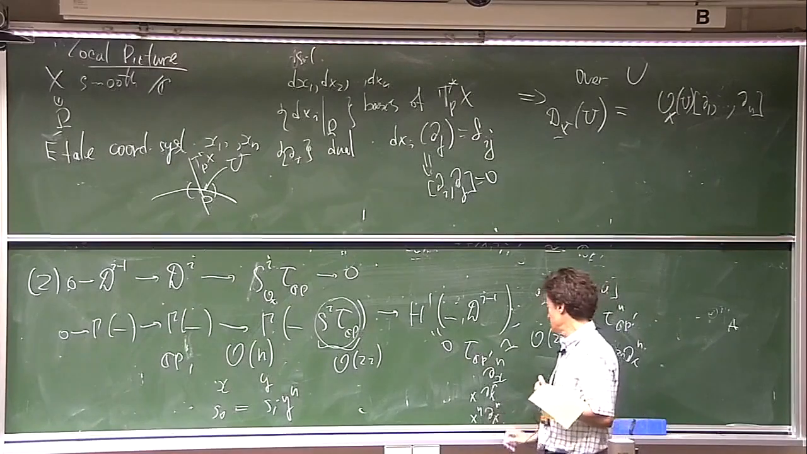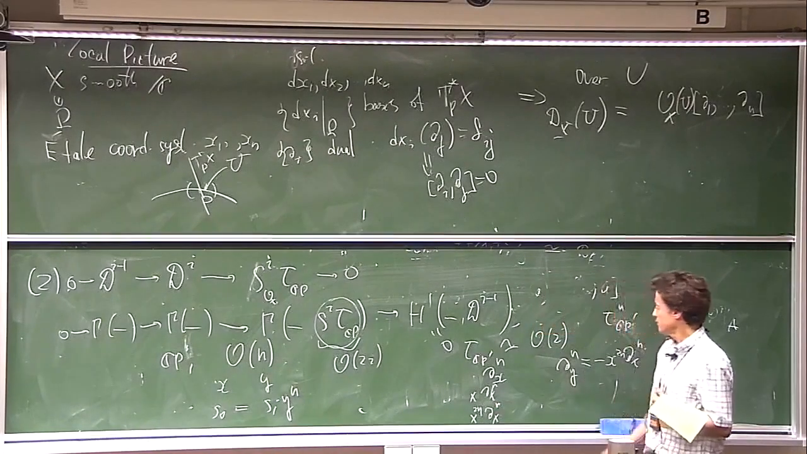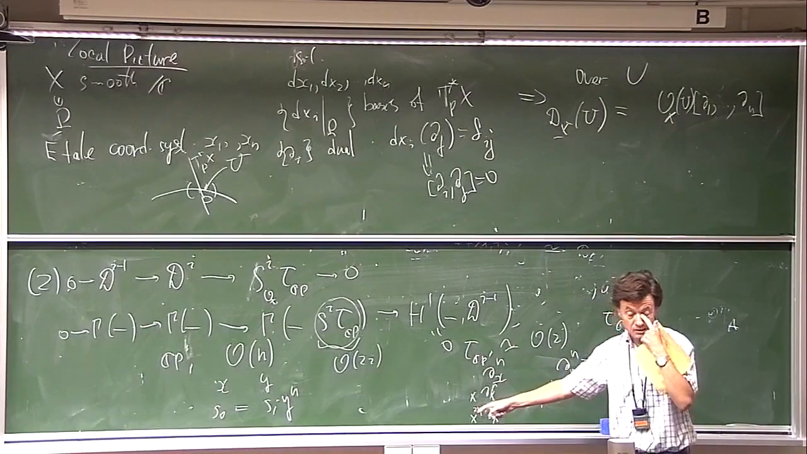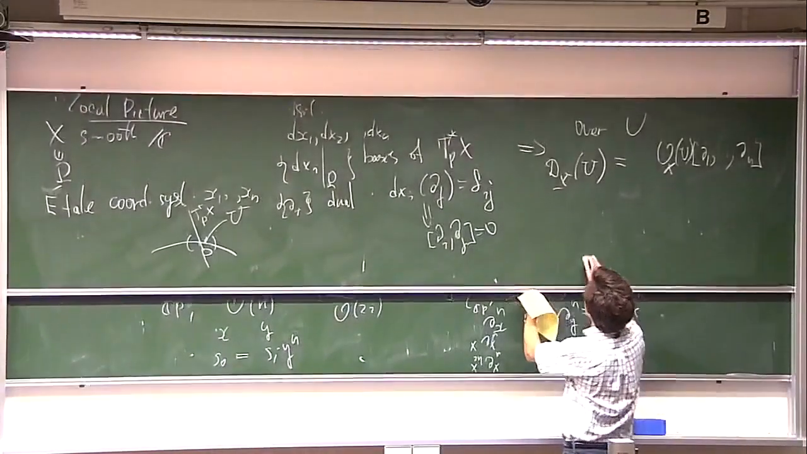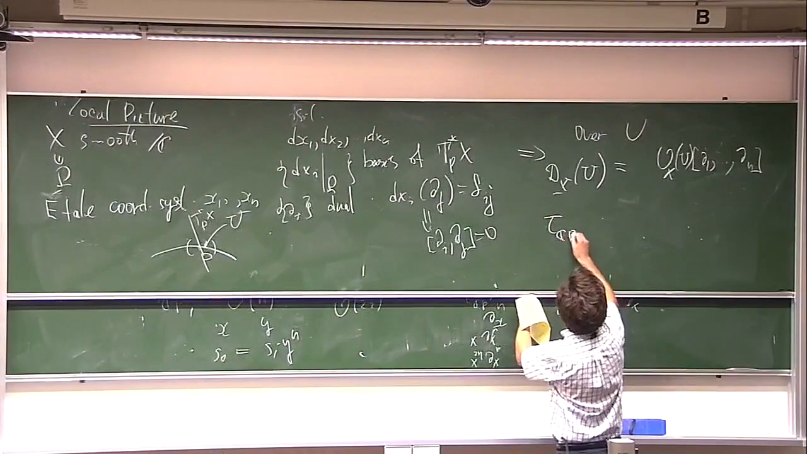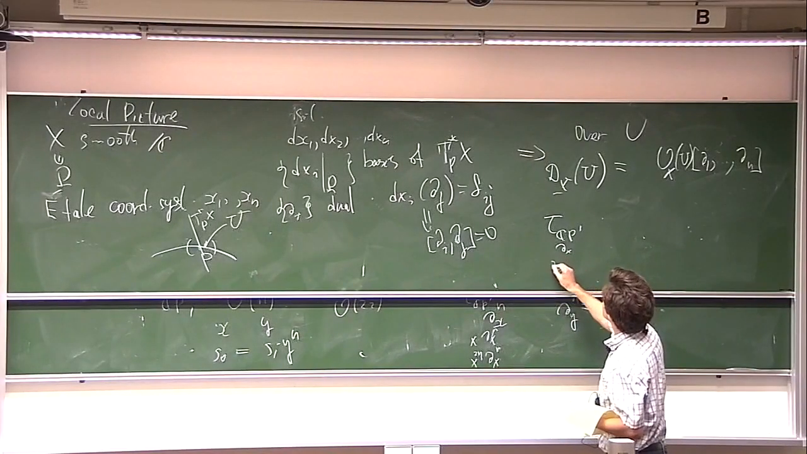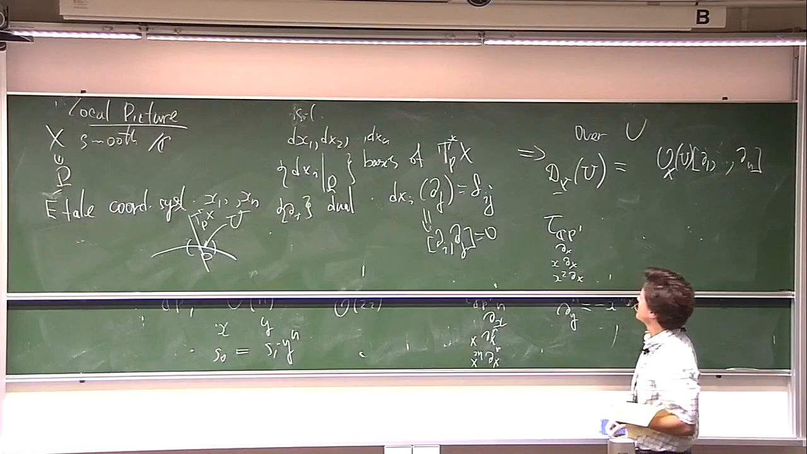2n. Yeah, I think 2n. If n is 1, there will be ddx, x ddx, and x squared ddx. That could have been easy to predict. I'm claiming that in this particular case, the space of global sections is at least three-dimensional.